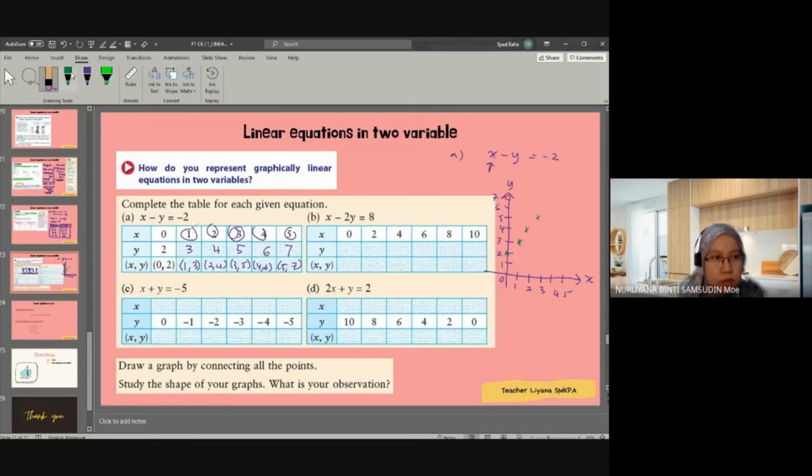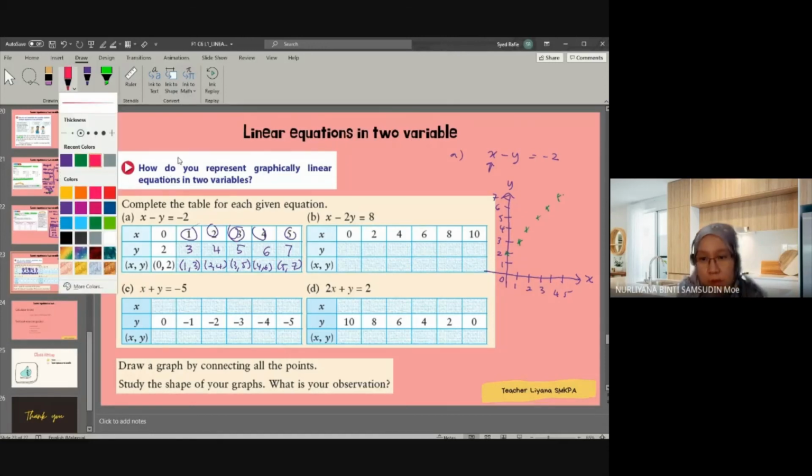Please use your ruler and your graph paper, or even your mathematics book is okay. Got all the boxes there. It helps you a lot to get an accurate graph. And then 5 and 7. So what you do, this is called plotting. Plot the coordinate of every point we have here, we plot the points in the graph.